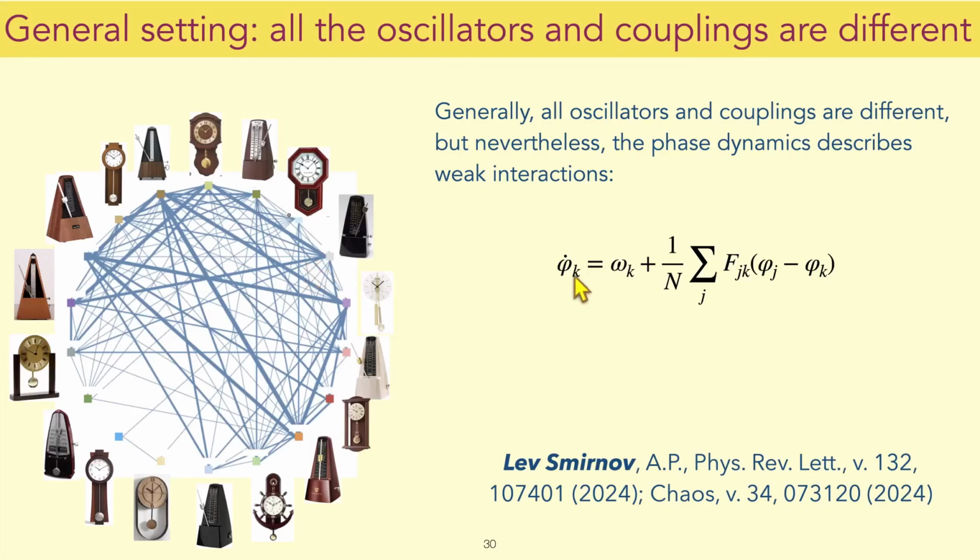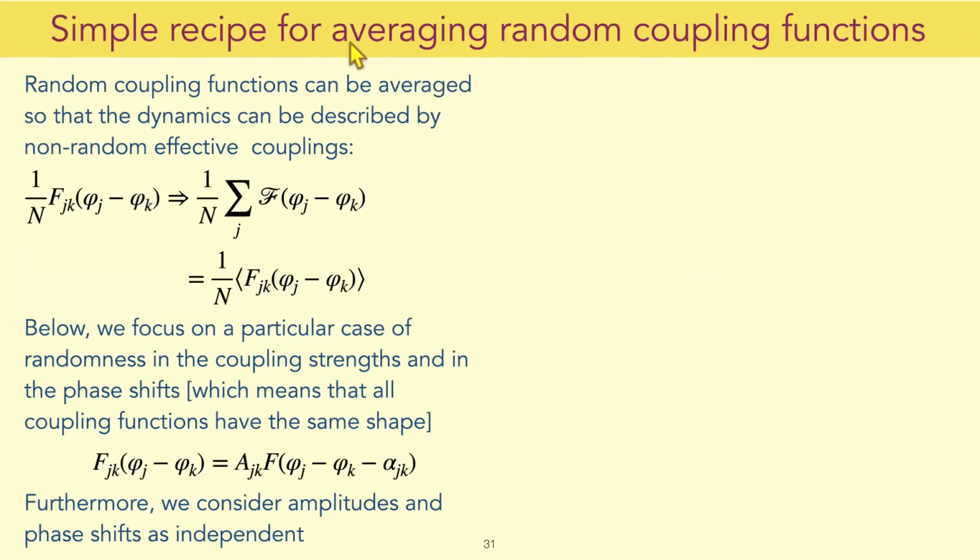And in this case, you still can describe each oscillator as a phase oscillator, but you cannot expect that couplings will be all the same. There could be different functions, and for each pair, you have its own function. Moreover, this function can be chosen randomly. So in our paper with Lev Smirnov, which I mentioned, we gave a simple recipe for averaging random coupling functions. We derived it, but here I don't have time to do this. The recipe is very simple: if you have such different random coupling functions, you just replace them with an average coupling function where you average over this ensemble of functions.